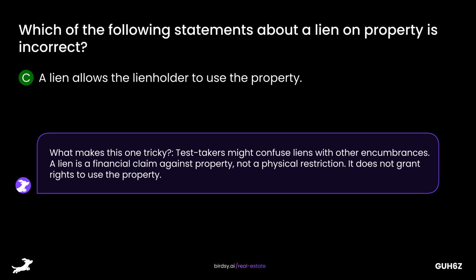Test takers might confuse liens with other encumbrances. A lien is a financial claim against property, not a physical restriction. It does not grant rights to use the property.